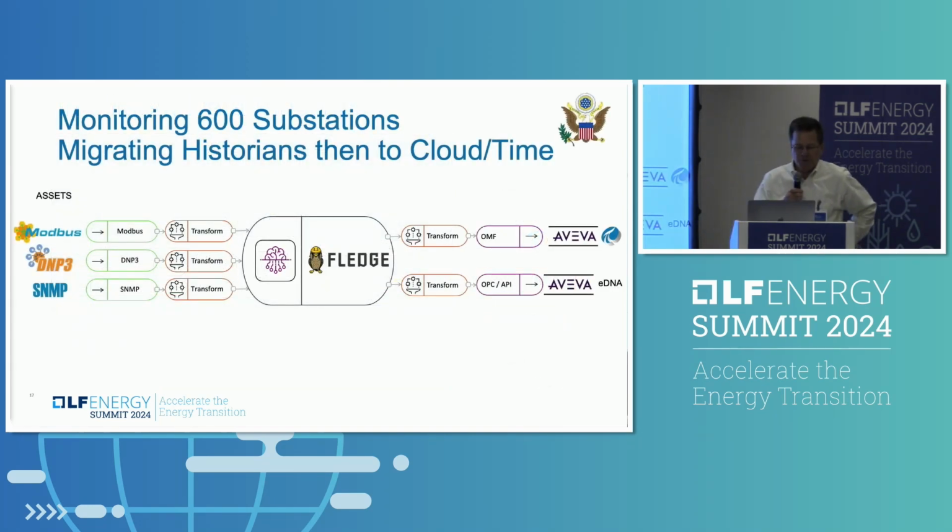Use case number 2, and I'm hoping to be able to say who the name is in 2 weeks, but it's a large US federal government energy company, and they have an old historian called eDNA, and they are migrating that to a new historian and to the cloud. Out in their 600 substations, they have Modbus, DNP3, and SNMP devices that are sending tag values, data, to eDNA. They have about 600 applications they've written over 10 years to eDNA, but eDNA is going away and they're migrating to a Pi server. So what they needed to do was keep their eDNA infrastructure alive for 2 years while they migrate those 600 applications to the new historian.